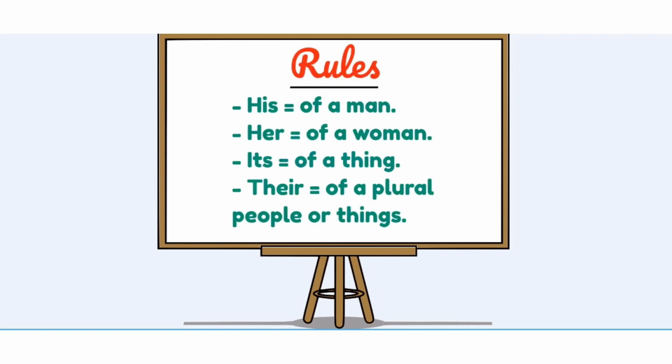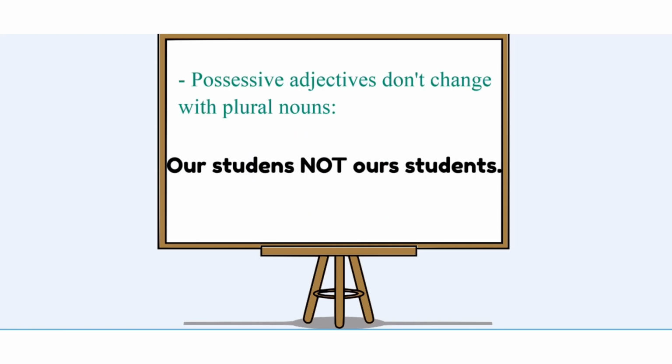Rules: his is of a man. Her is of a woman. Its is of a thing. Their is of a plural, people or things. Possessive adjectives don't change with plural nouns. Our students, not ours students.